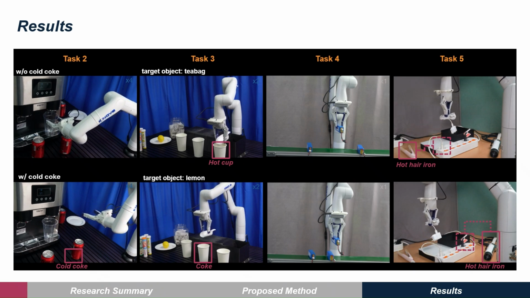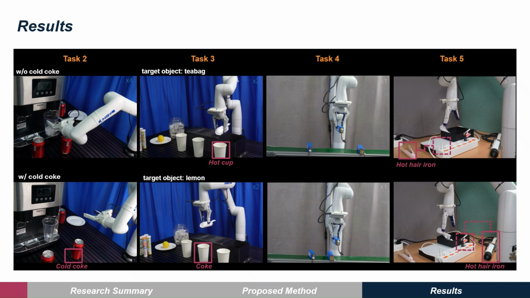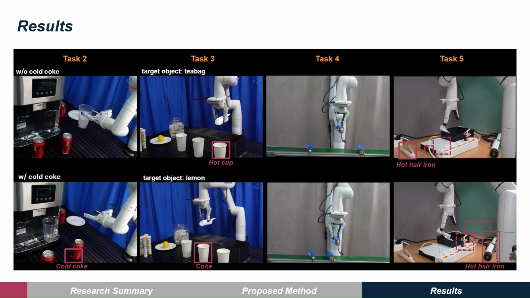Task 4 involves identifying overheated batteries, among batteries moving on a conveyor belt, and picking them up. The final task involves turning off the power of overheated electronic appliances and organizing the surrounding area.